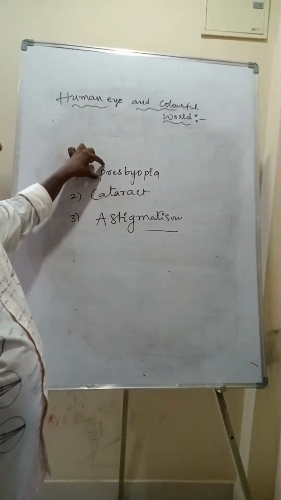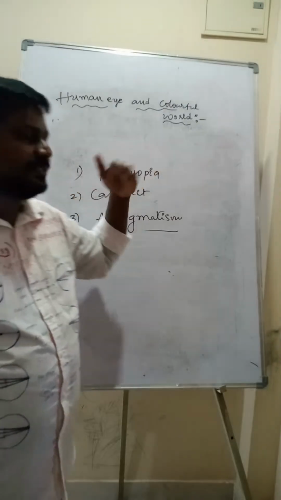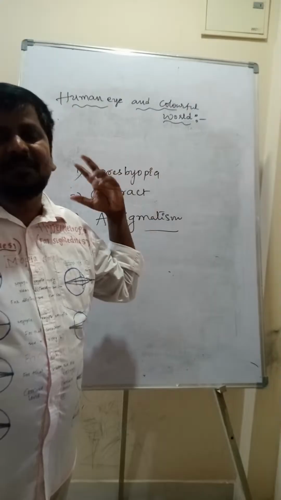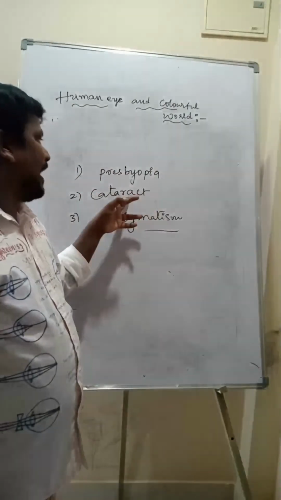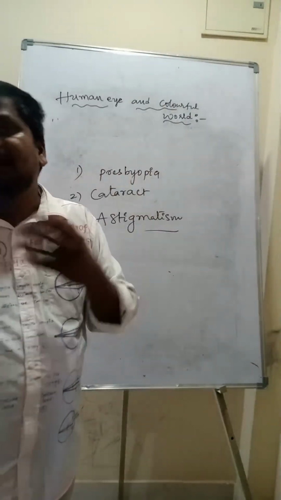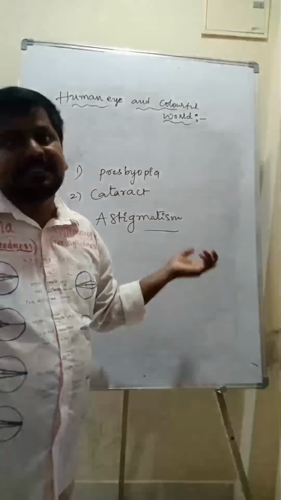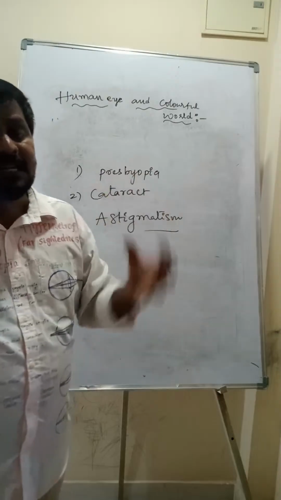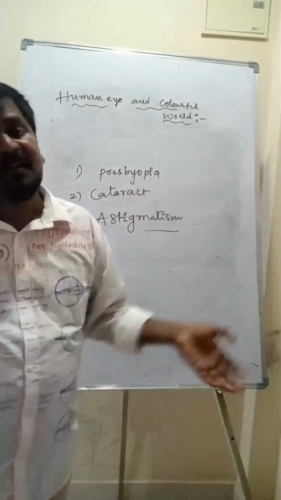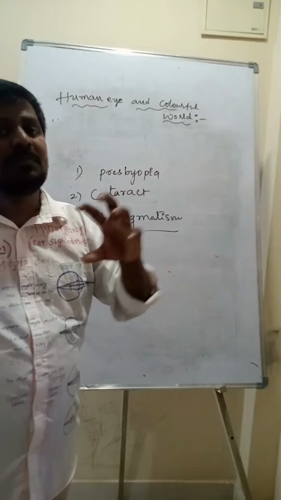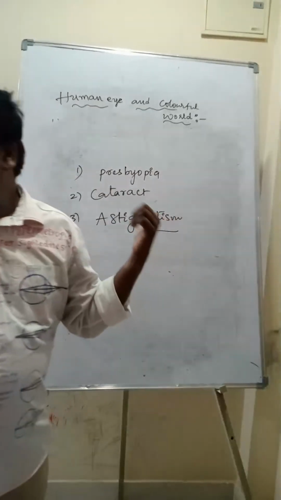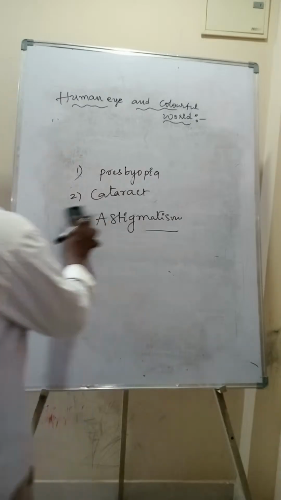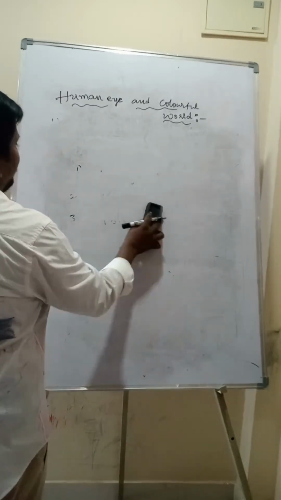Once again, presbyopia: the person can't see near as well as far distance. For correction of this defect, we are using a bifocal lens. Cataract: a milky and cloudy layer forms on the eye lens, so by laser surgery only we can remove this defect. And astigmatism: the person can't see vertical lines as well as horizontal lines, so by using a suitable cylindrical lens, we can cure the defect. So that is about presbyopia, cataract, and astigmatism.